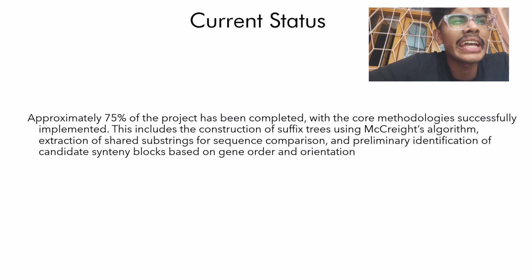The current status is that we have completed up to 70 to 75% of this project. This includes the construction of suffix trees using McCreight's algorithm, examining the shared substrings, and identifying the candidate synteny blocks based on the order and orientation of genes. This is what we have done so far, and we are trying to complete it by this month.